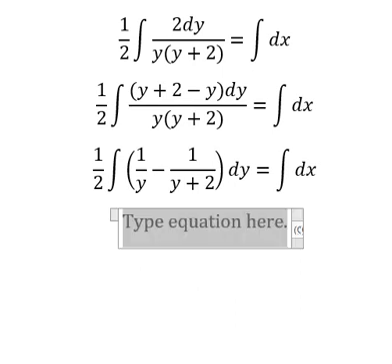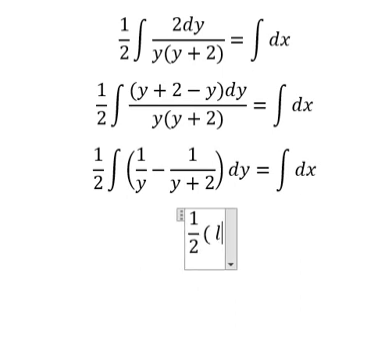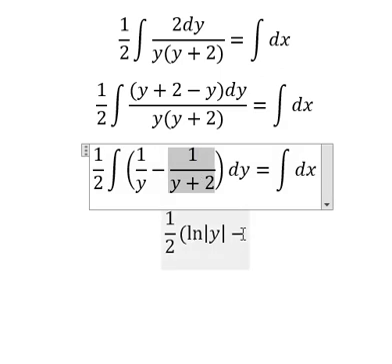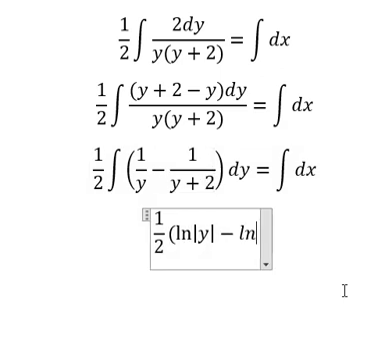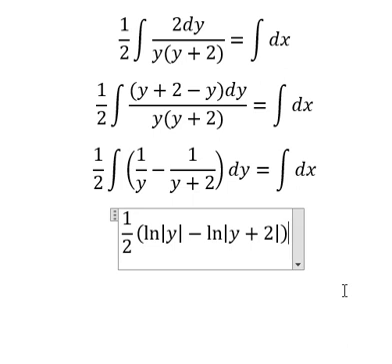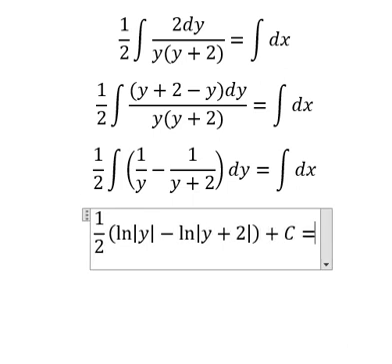The integration of 1 over y, that is about ln of the absolute value of y. The integration of this one, that is about ln of the absolute value of y plus number 2. And I will put about c. This one, that is about s.